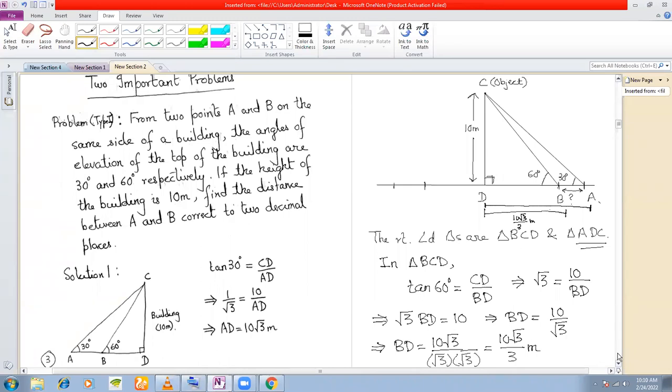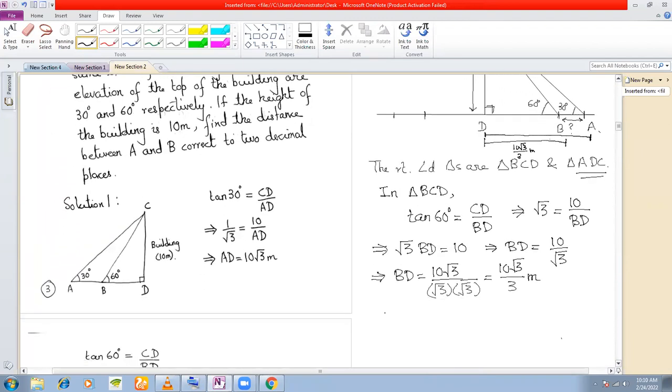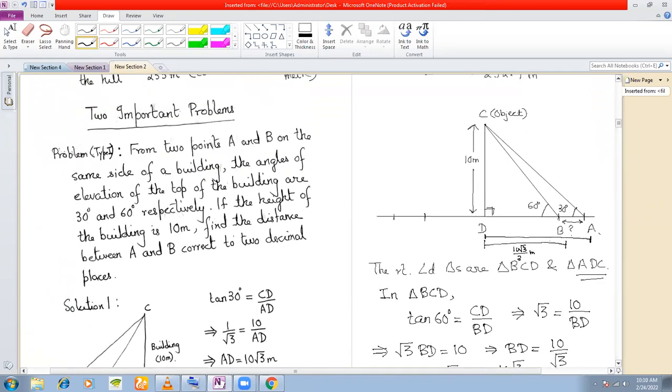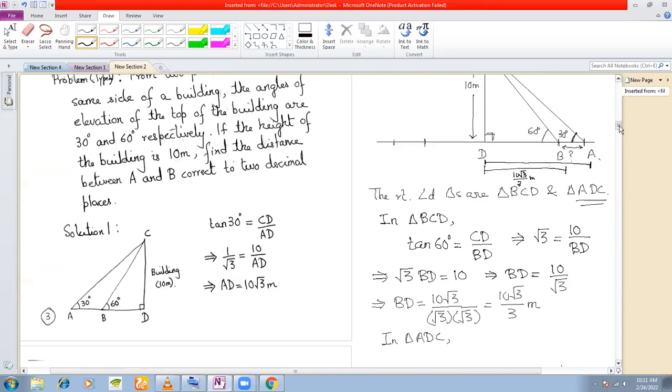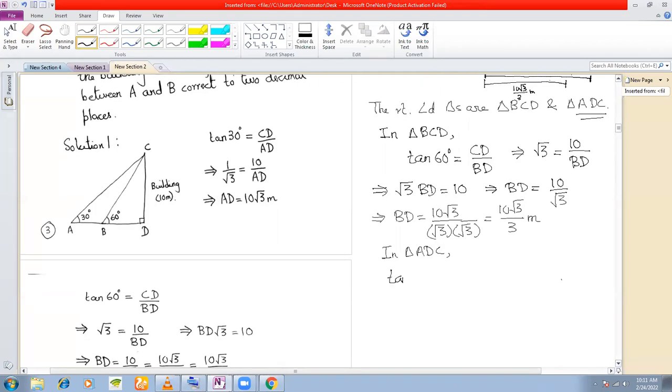In triangle ADC, this angle is given to be 30 degrees. That means if you use tan once again, then we will have tan 30 is equal to CD by AD. Right? So you know CD, you know the value of tan 30, you can find out AD. So tan 30 is equal to CD by AD.